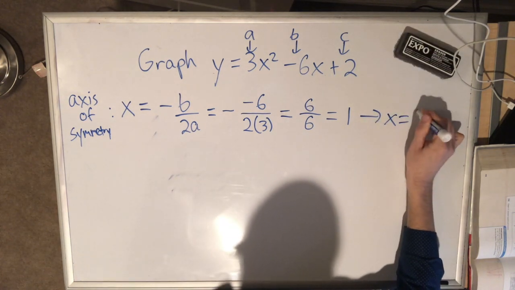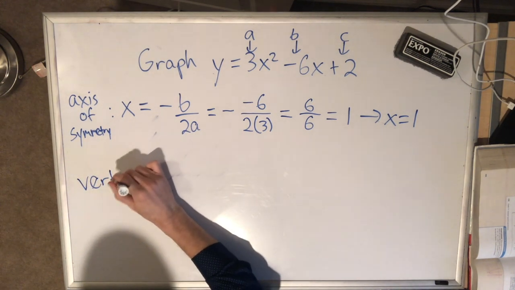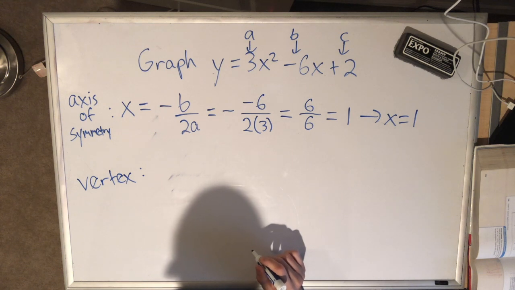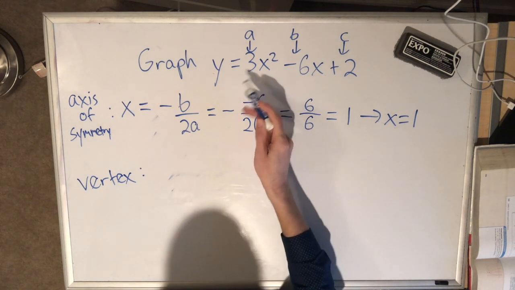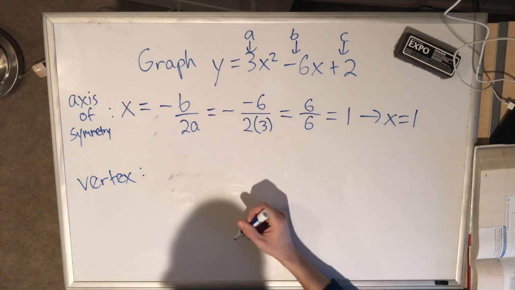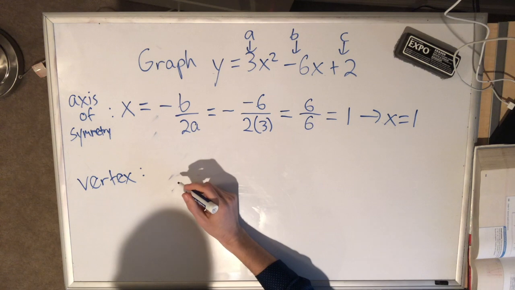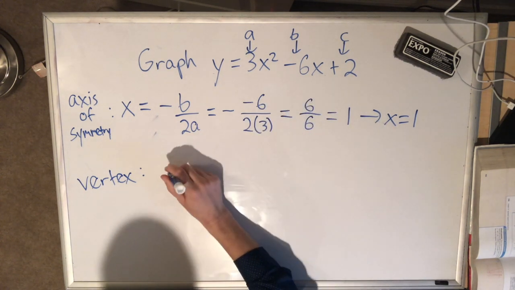And now to find the vertex, which means the highest or lowest point. This time the vertex is the lowest point on the parabola because the variable square term is positive, so the parabola opens upwards. It's a U shape. So there's a lowest point but no highest point. All right, so to find the vertex, we substitute in 1 for x and solve for y.